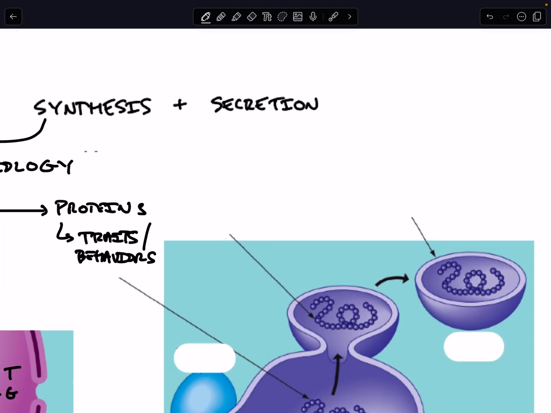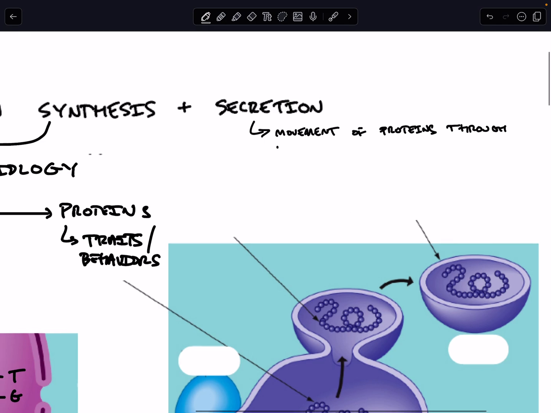And secretion technically is the moving of protein extracellularly, outside of the cell, but we're going to talk about it all the way through the endomembrane system. So we're going to say movement of proteins through the endomembrane system.